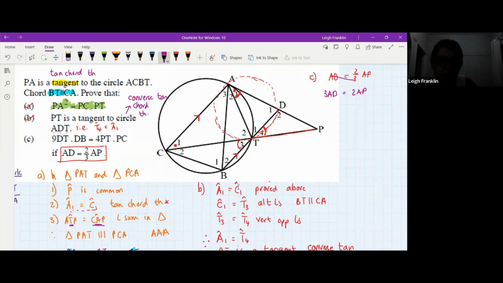All right, so now that we've unfolded this and we know what it means, that 3 of AD is equal to 2 of AP, let's have a look at what they've given us over here. So 9 of DT, that's this line over here, times DB is equal to 4 of PT times PC. So that's that entire line over there.